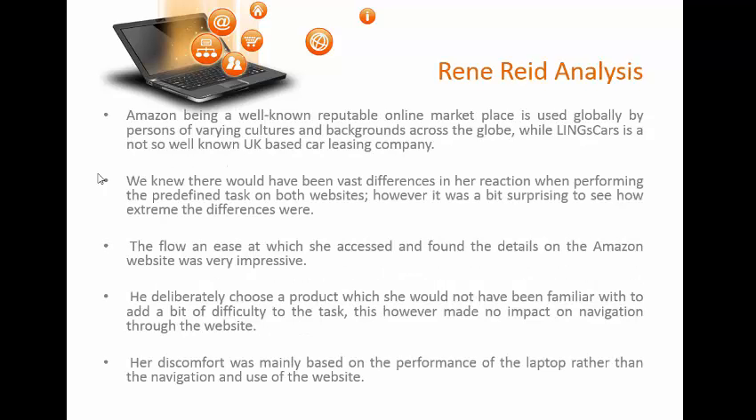Now, Rene's analysis concluded that Amazon, being a well-known, reputable online marketplace, is used globally by persons of varying cultures and backgrounds across the globe, while Linkscar is a not so well-known UK-based car leasing company. We knew that there would have been vast differences in her reaction when performing the predefined tasks on both websites. However, it was a bit surprising to see how extreme the differences were.